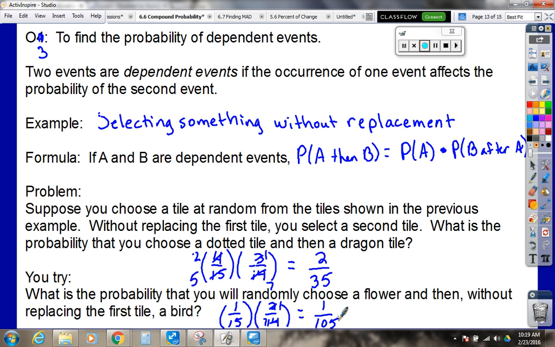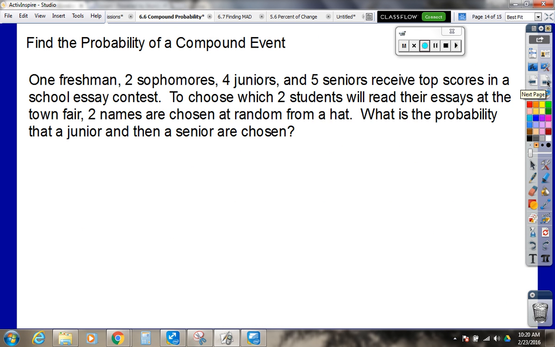All right, let's look at the next one. Finding the probability of a compound event. 1 freshman, 2 sophomores, 4 juniors, and 5 seniors received top scores in the school essay contest. To choose which 2 students will read their essays at the town fair, 2 names are chosen at random from a hat. What is the probability that a junior and then a senior are chosen?